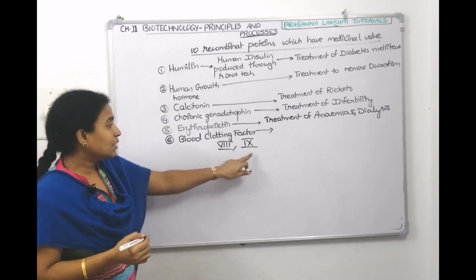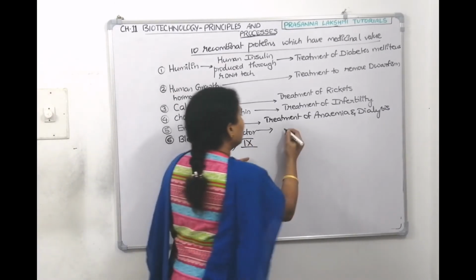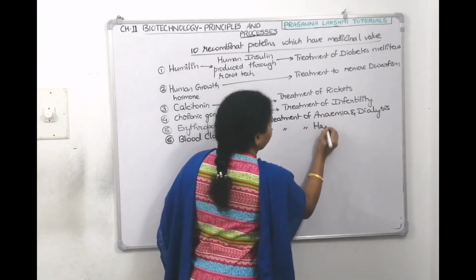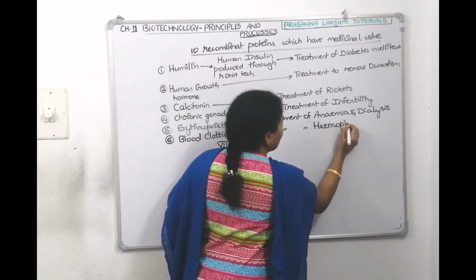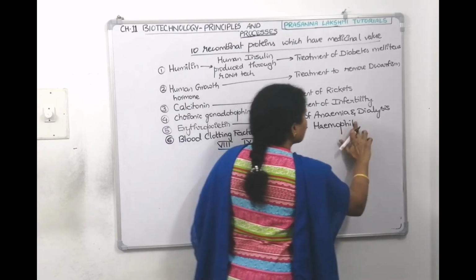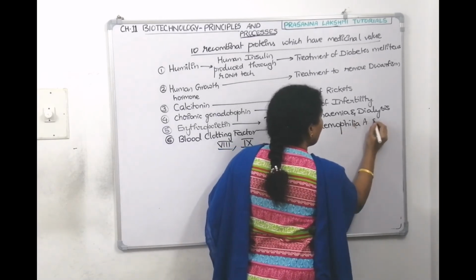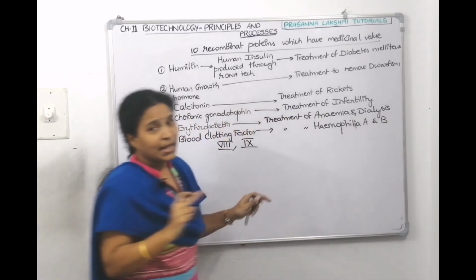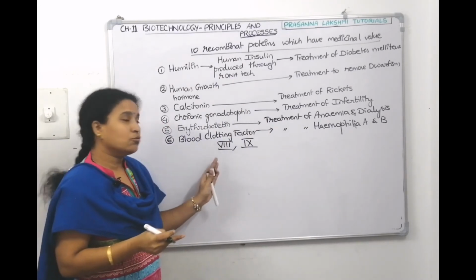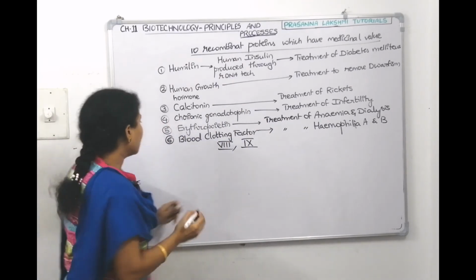So, we can produce these blood clotting factors and they will be used in the treatment of hemophilia, right? They are used in the treatment of hemophilia A and B. C is also there, but these two are prevalent. So, this also we can tell.